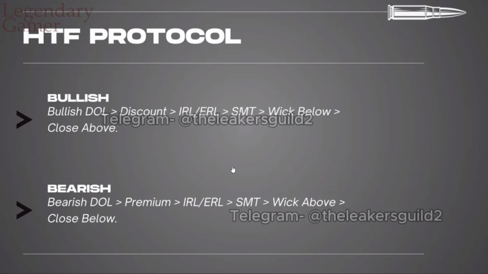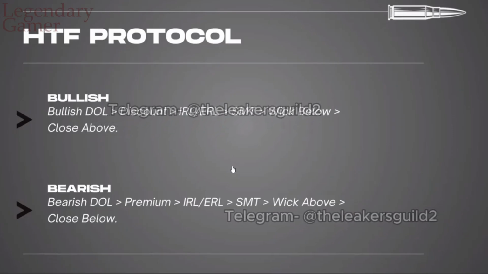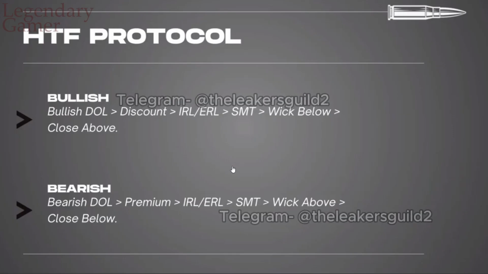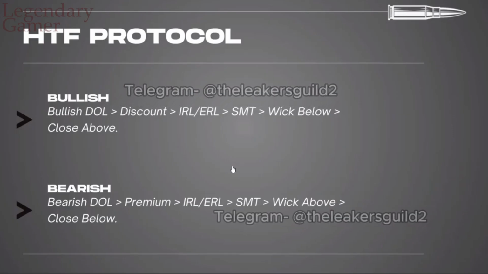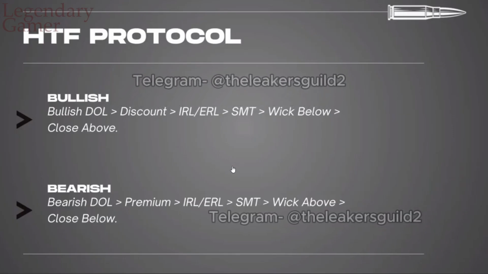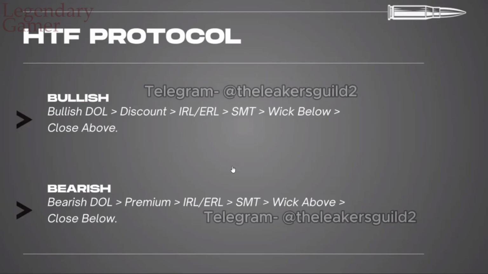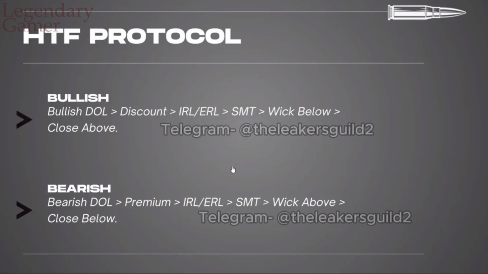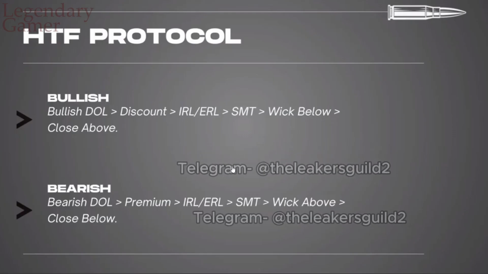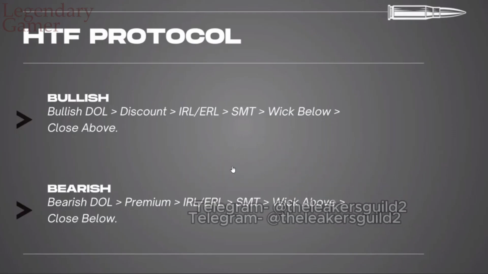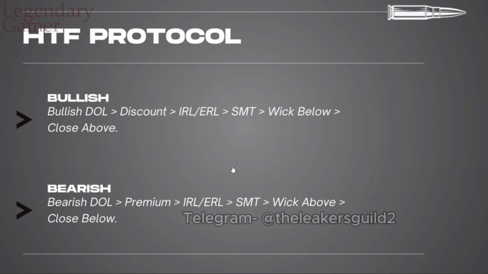And for a bearish scenario, we want to have a bearish draw on liquidity. We want to be selling in premium, so always mark out your premium and discount of the range. Then we want to hit that internal range liquidity pool to target that external range liquidity pool, and inside that internal range premium level we want to see SMT form. Now also with that swing high formed, we want to see that candle wick above that previous candle and then close inside of that previous candle's range.